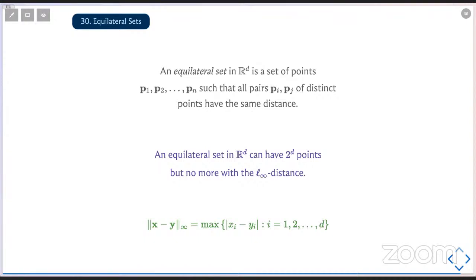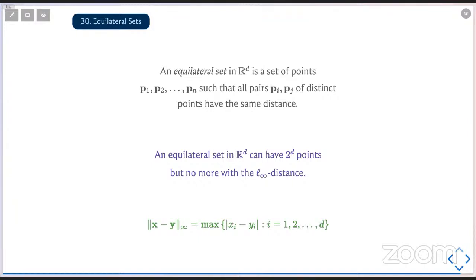Are they equilateral? Because the coordinates are all 0s and 1s, the difference in each coordinate will either be 1 minus 1 or 0 minus 0, which is 0. But as long as you're looking at 2 distinct vectors, there's going to be at least one coordinate where one vector reports a 1 and the other reports a 0. So that absolute difference is going to be 1, and you cannot see any other kind of difference.